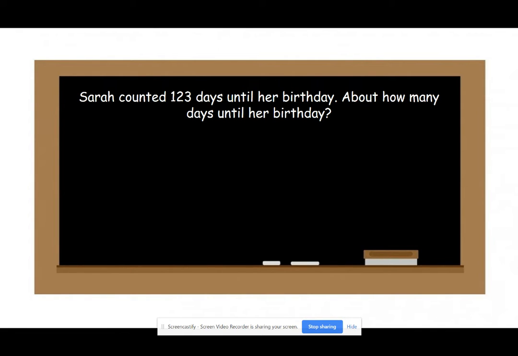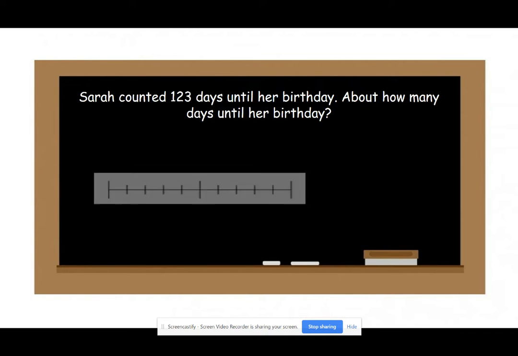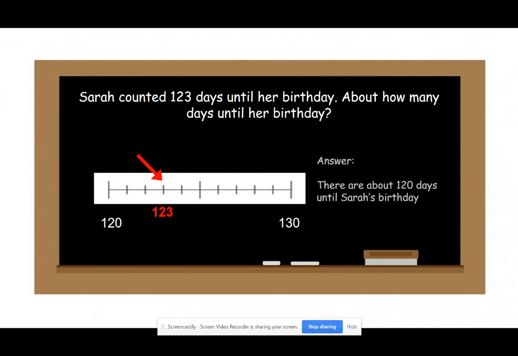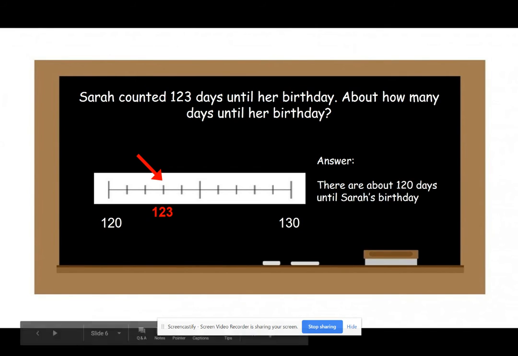Are you back? Great. Here is the problem using a number line to model our thinking. How did you do? If you got the right answer, great job. If you didn't, take a minute to look back at your work to figure out what went wrong. So for this problem, there are about 120 days until Sarah's birthday. Great job. Remember to always try your best, and mistakes allow thinking to happen.